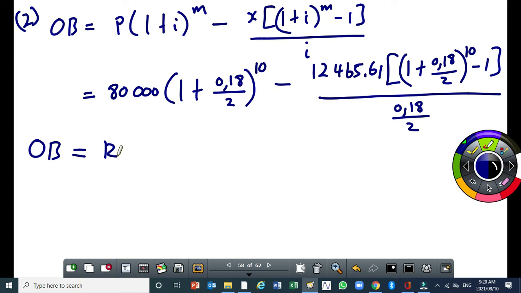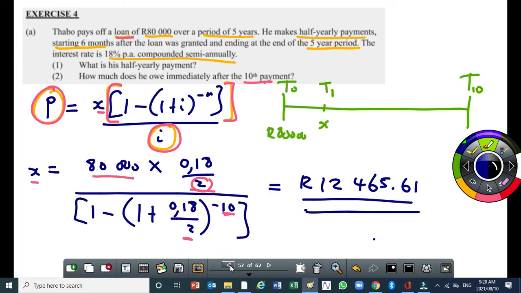That's too large. What is the 10% you can ask? The question is saying how much does he owe immediately after? As soon as he makes the 10th payment, how much is he still owing? That's the question. That's a good question. Are you all getting a negative answer? Can you please give us the answer? Are you all getting the same answer?